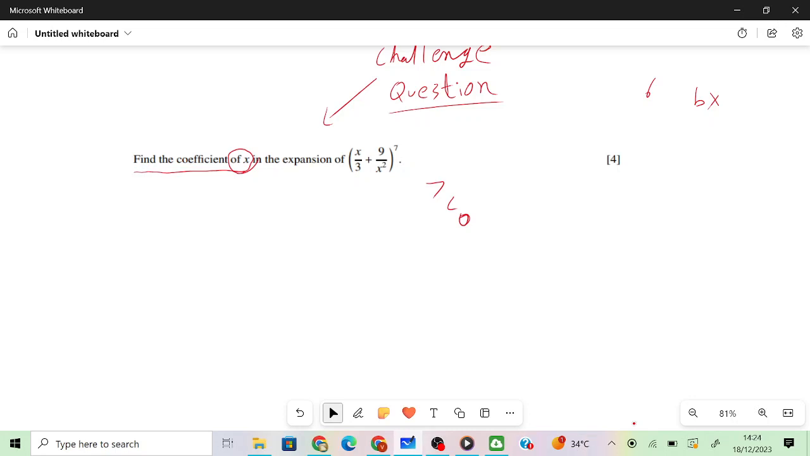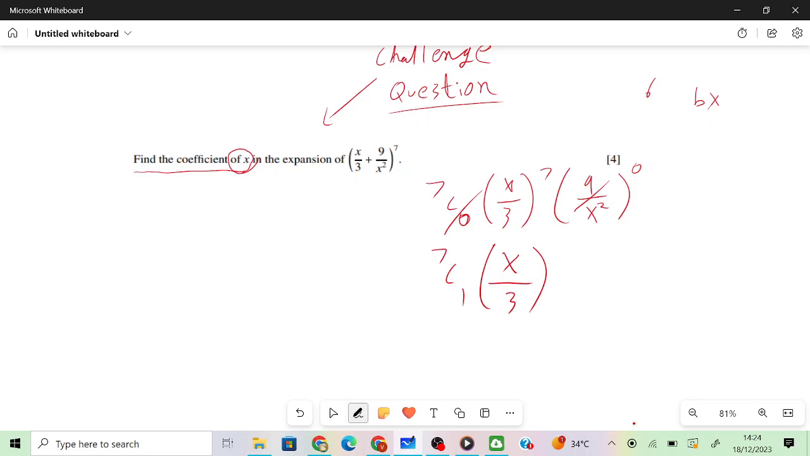If I do 7 combination 0, then I have x over 3 all raised to the power 7 into 9 over x squared all to the power of 0. And all of this would give me x raised to the power 7 eventually. And that's not what I want. I want x. I don't want x raised to the power 7. So that doesn't work. If I do 7 combination 1, I would have x over 3 all raised to the power 6 into 9 over x squared all raised to the power 1.